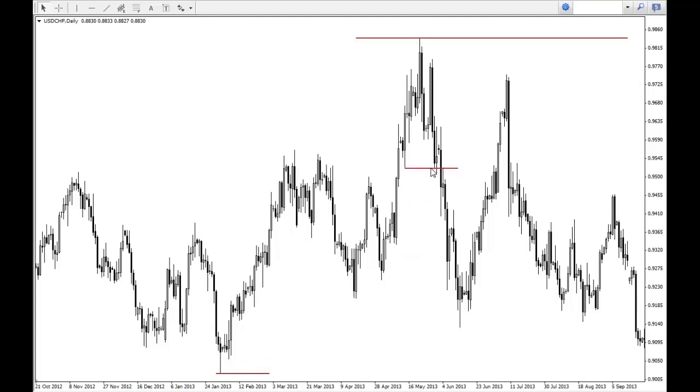This is one point of reference. This is another point of reference. Another point of reference. And another point of reference. So these are all ranges that price works within while trading.